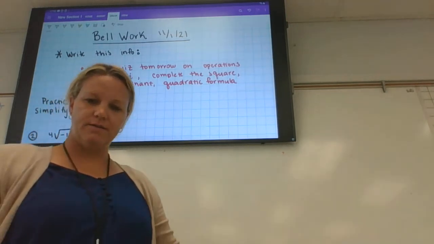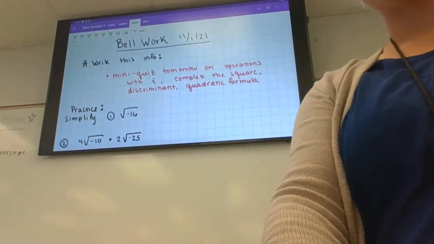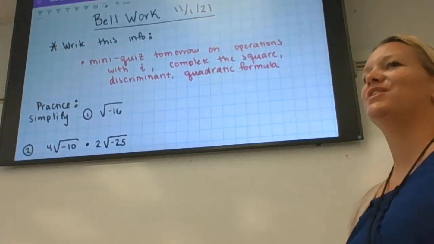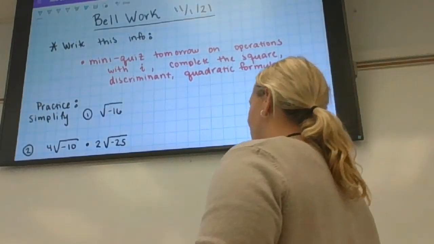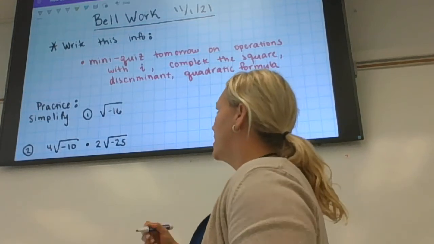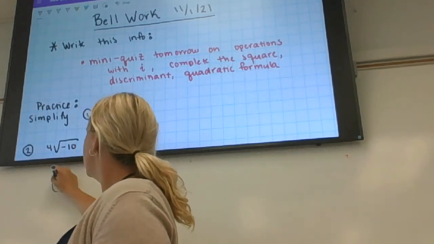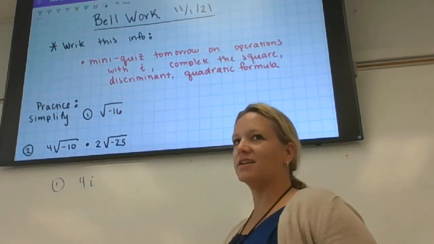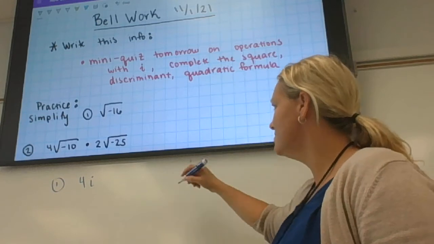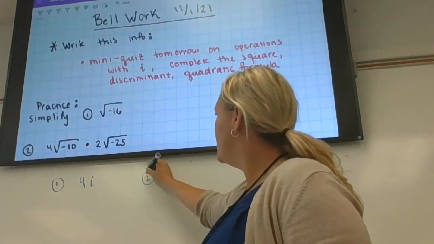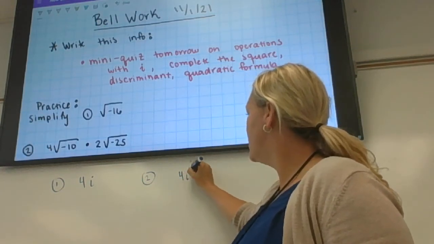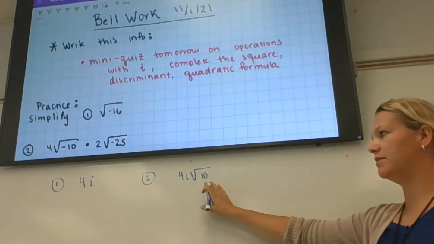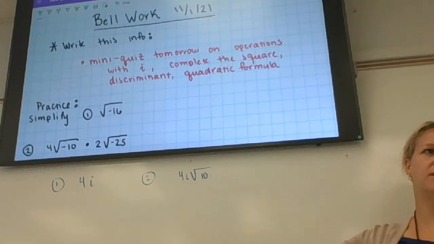Let's get started then. So, number one, the square root of 16 is 4. And since it's negative, we'll put an i next to it. Number two, remember to simplify these separately. So I'm going to go ahead right off the bat, make the 10 positive and put an i out instead of having that negative.